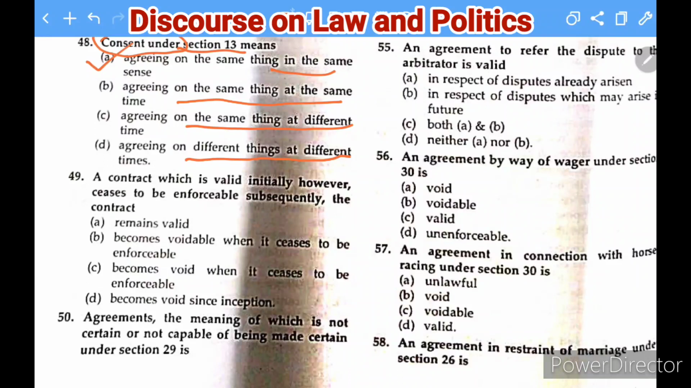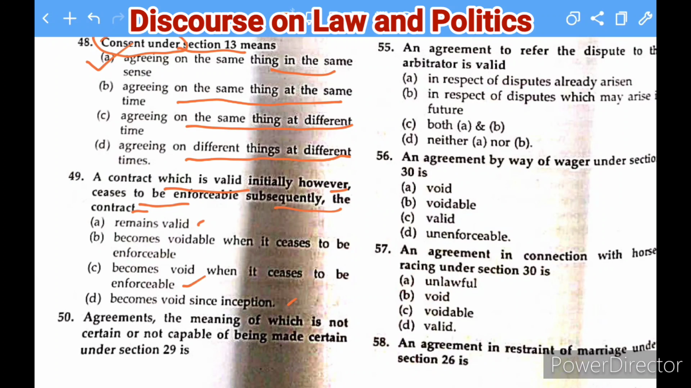Moving to the next question, a contract which is valid initially, however, ceases to be enforceable subsequently: the contract remains valid, becomes voidable when it ceases to be enforceable, becomes void when it ceases to be enforceable, or becomes void since inception. So what would be the right answer? Just give your answer in the comment box.